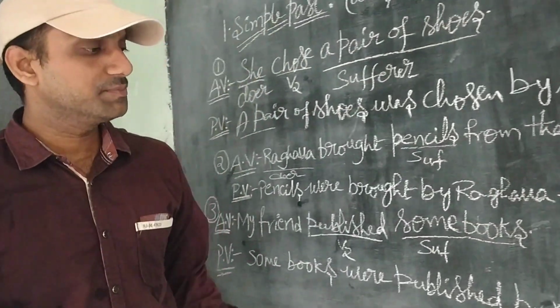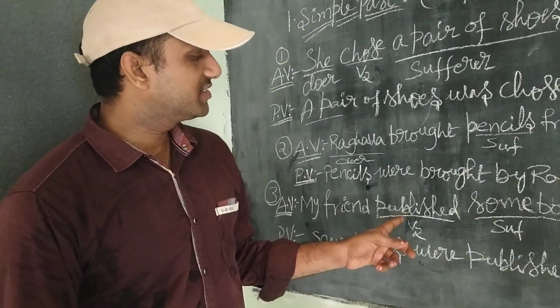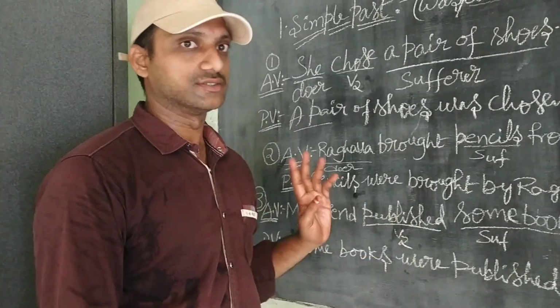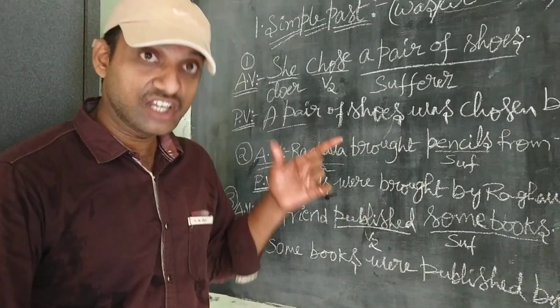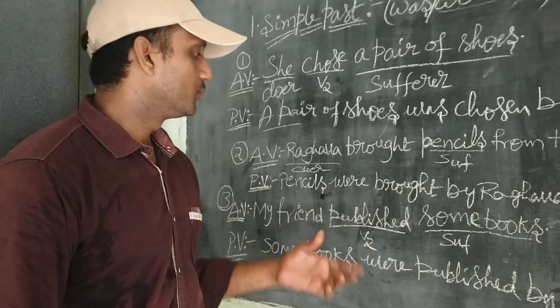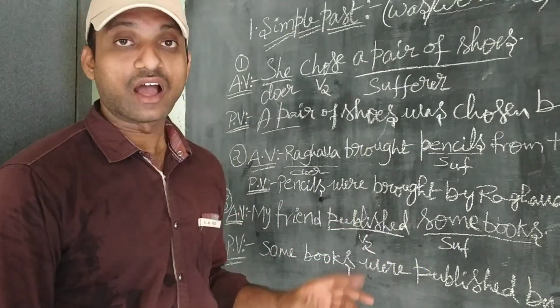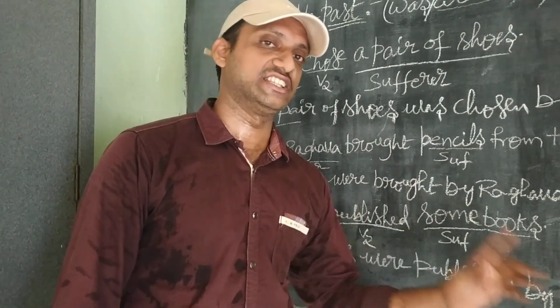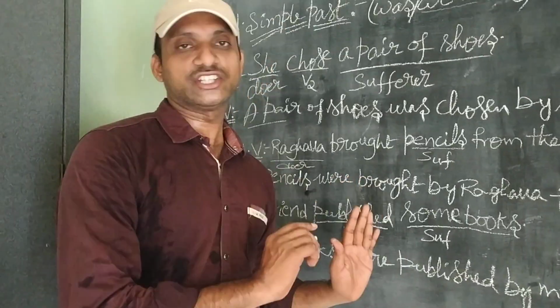So friends, if you observe carefully, V2 is the only verb form. If we observe in the sentence, especially in voice, simply we have to use was or were. After that we should use V3. That's it. We are going to enter into another rule.